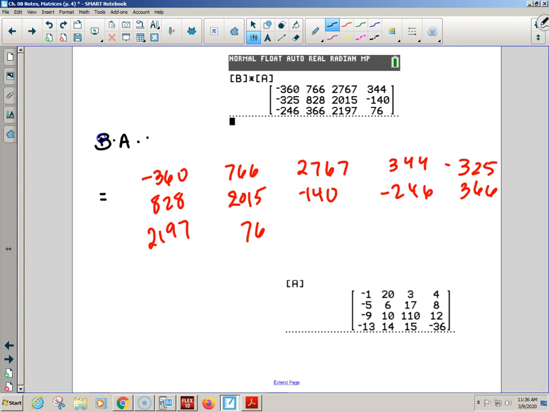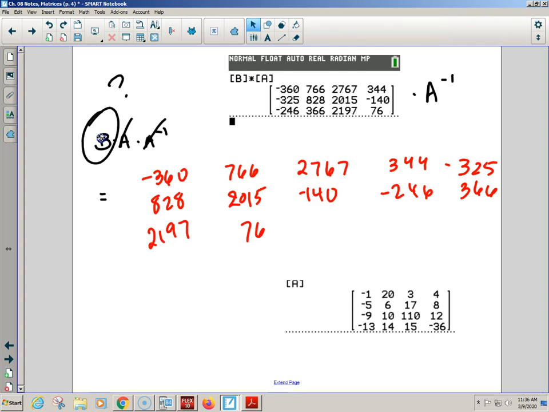You multiply him by the inverse. You multiply my guy by the inverse. You should be able to figure out what my message was. You should have your calculator. You should be putting in my message: negative 360, 766, 2767. But how big are you guys making your matrix?